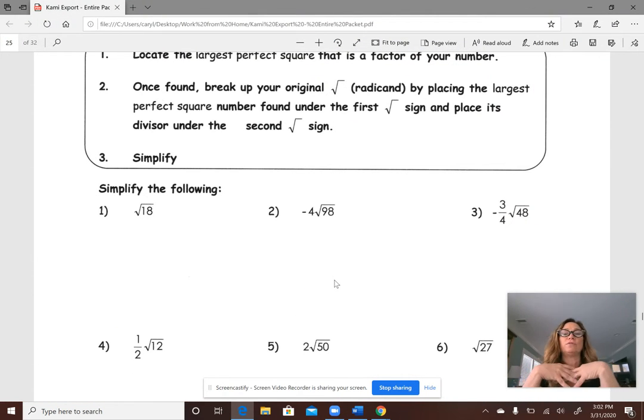This is just a review of simplifying a radical. Many of you did this at the end of 8th grade and also at the beginning of this course. So I'm going to review this. And again, this page is optional. If you remember how to do this, great.